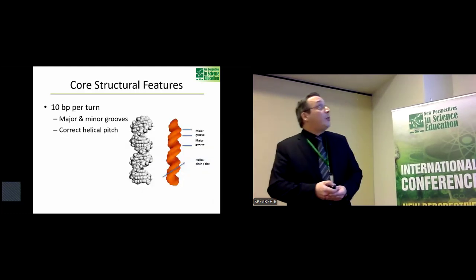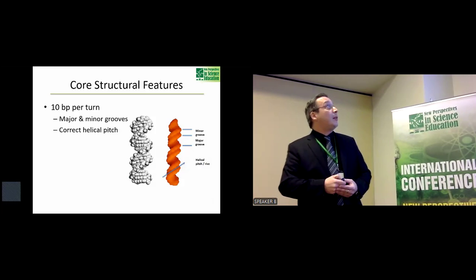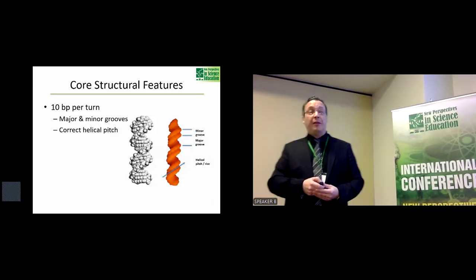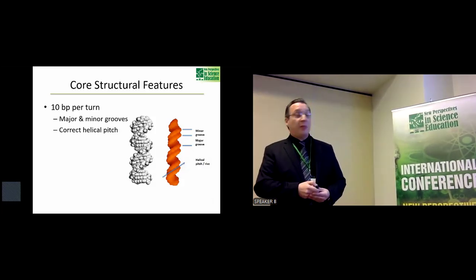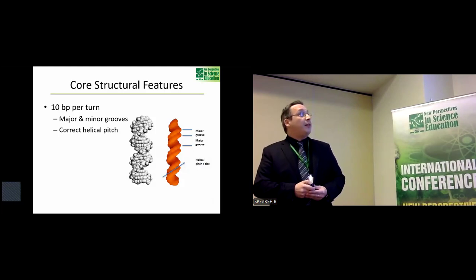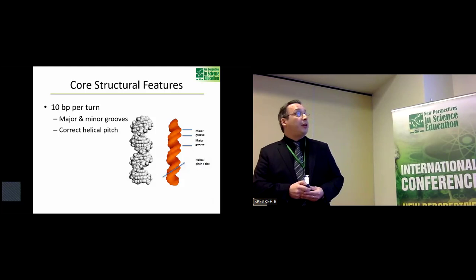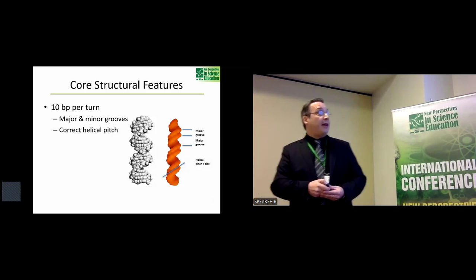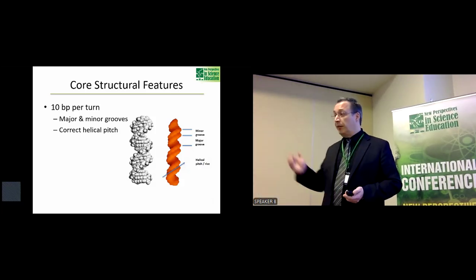Okay, just to recapitulate the main core structural features. This is a structure downloaded from a crystallographic database. Then you see there is a minor groove and a major groove. Then there is the typical rise of the helix, and the helix is right-handed.